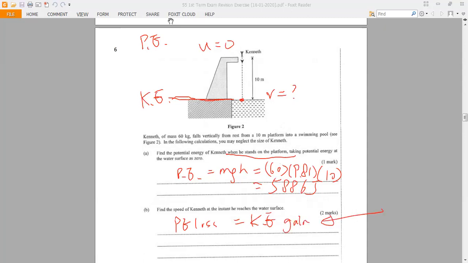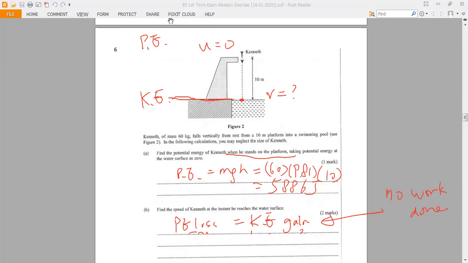We can only use this relationship when there is no work done. Understand? So what kind of cases is there no work done? Free falling, there's no work done. Pendulum, when you swing something with a piece of string, there is no work done. In these cases, you may make use of PE loss equal to KE gain or opposite, depending on whether it's going up or going down, okay? So you may just write down 5886 equal to half times 60 times v squared, okay?